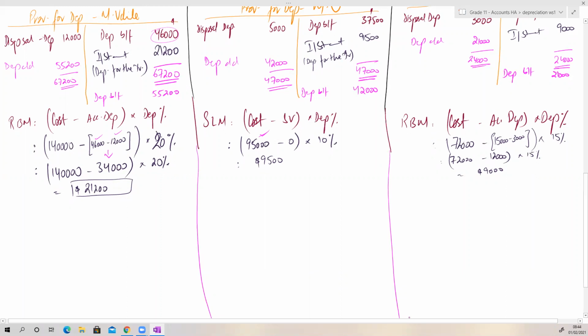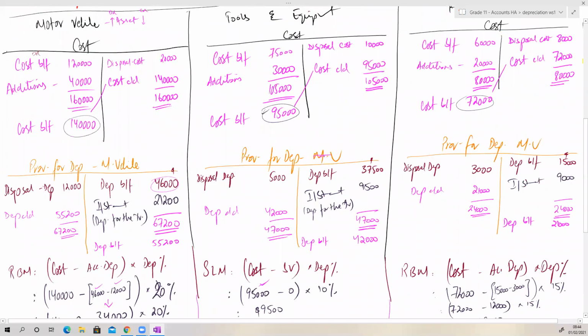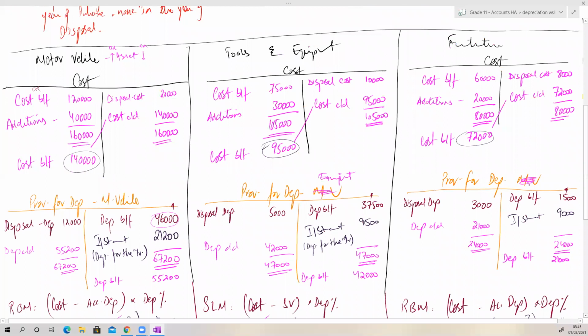पहले वी शुड कंप्लीट ऑल ऑफ दिस. ओके जी. डिस्पोजल अकाउंट. Disposal account of motor vehicle. Disposal account of this is equipment. And this is furniture.